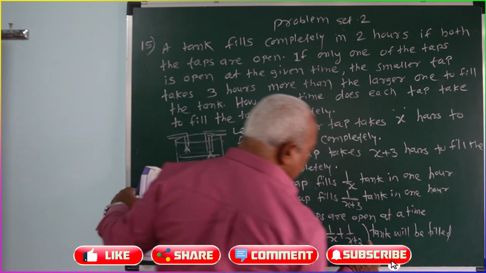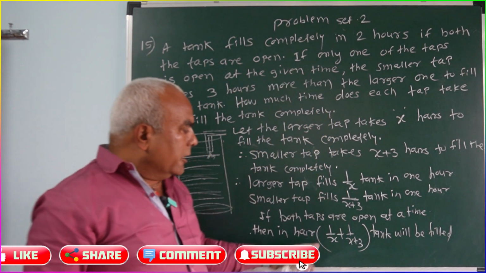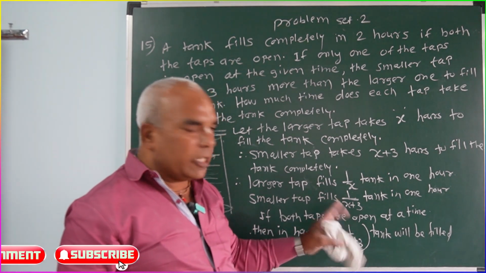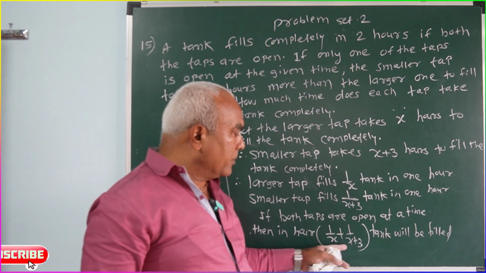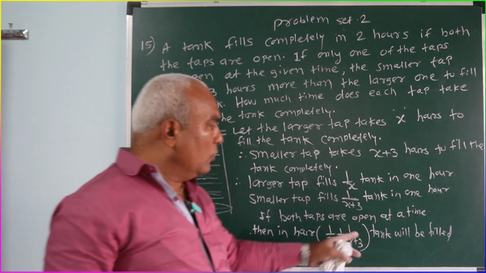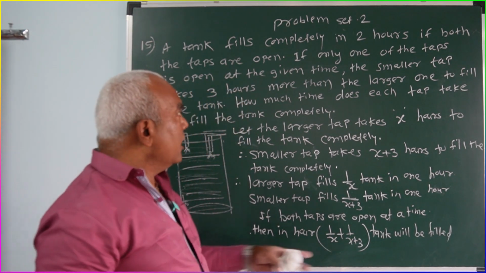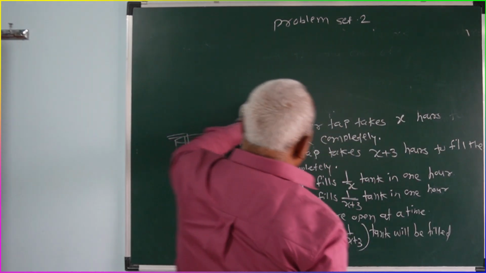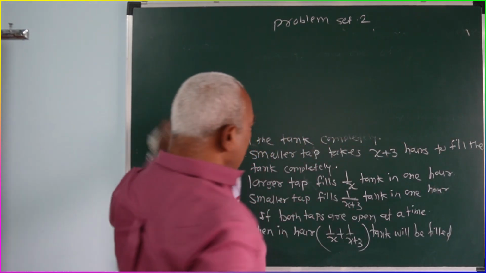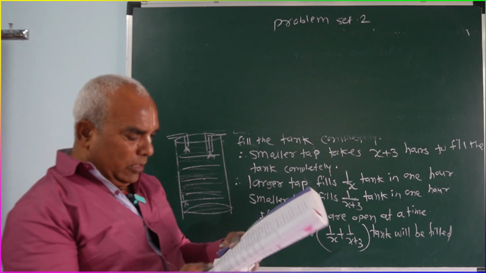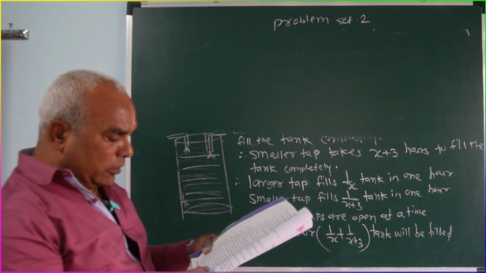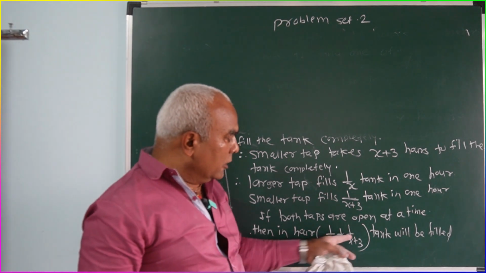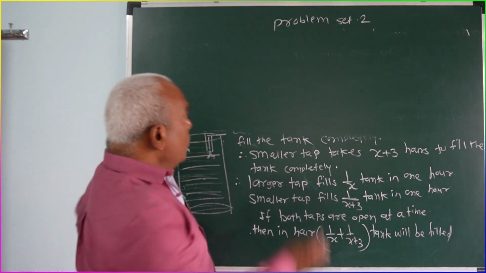See, this is important. The larger tap will fill 1 upon x of the tank and the smaller tap will fill 1 upon x plus 3 of the tank. If both taps are open at a time, this much tank will be filled in 1 hour. Now, what they say is that if both taps are open, how much time is required? 2 hours. A tank fills completely in 2 hours if both taps are open.